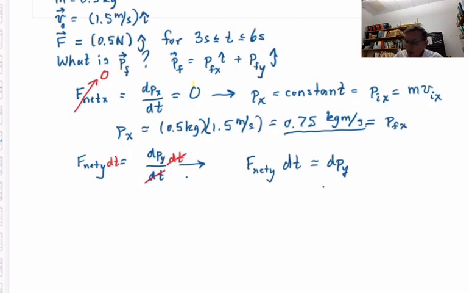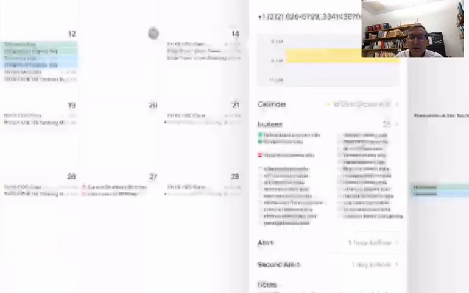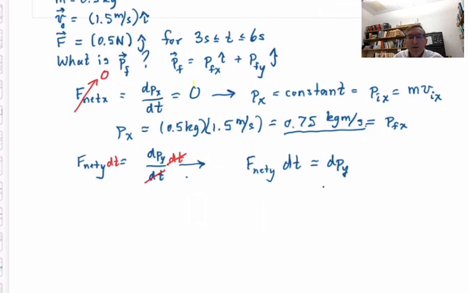Okay? Now remember that for that 3 seconds that the force is acting, it is constant. And so I integrate both sides of that. On this side, I just get the finite change in the y momentum. And the net y force is constant. So on the other side, I get F net y times the finite change in time. That's what you get for that 3 seconds.